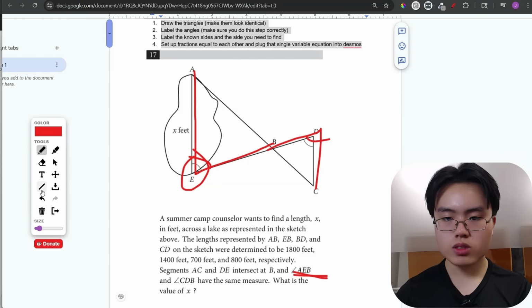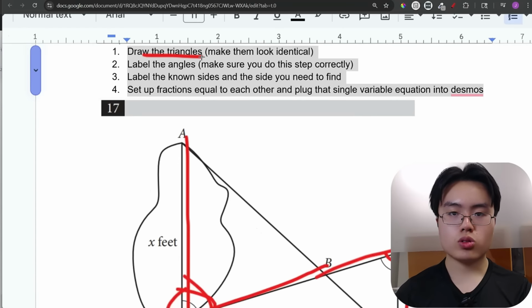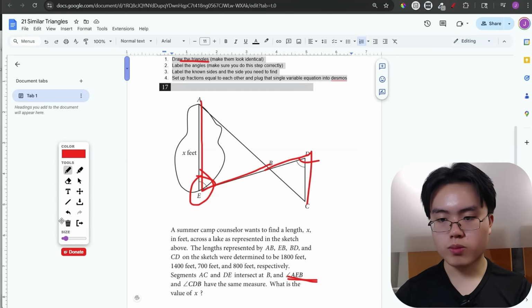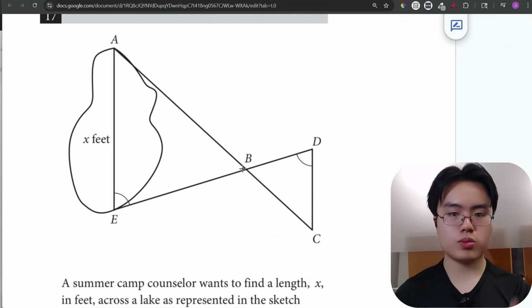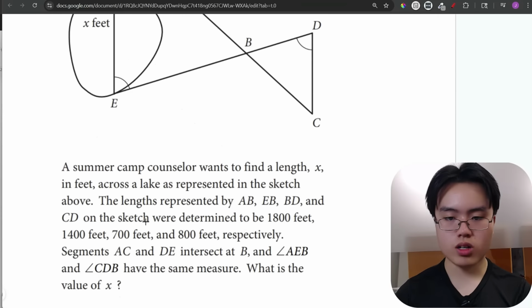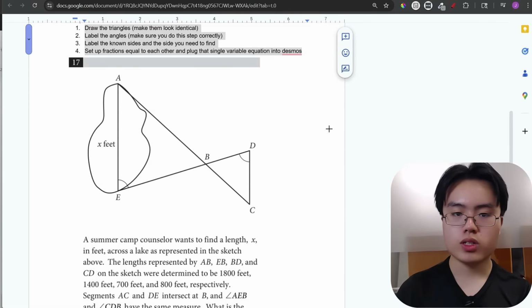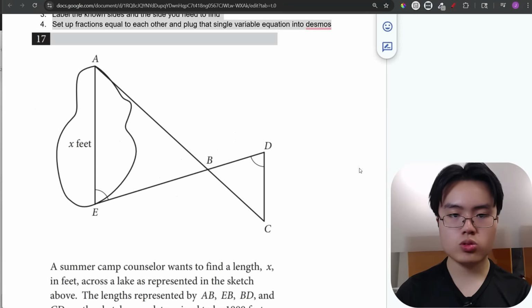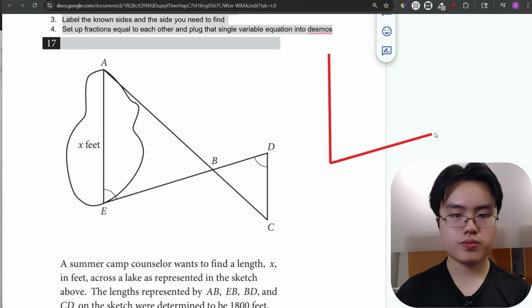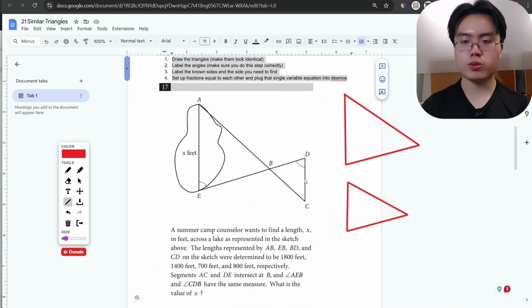Okay. So the first step of this process is to draw the triangles. Draw the triangles and make them look identical. What I mean by that is right now, the corresponding angles aren't lined up. It's kind of obvious which angles are the same as each other, but you want to draw them out in a neat format so you can actually use it. So let's draw out two triangles, make them easily big. It does not have to be perfect at all. Basically, the idea is just to draw two triangles that we can label corresponding angles and sides.